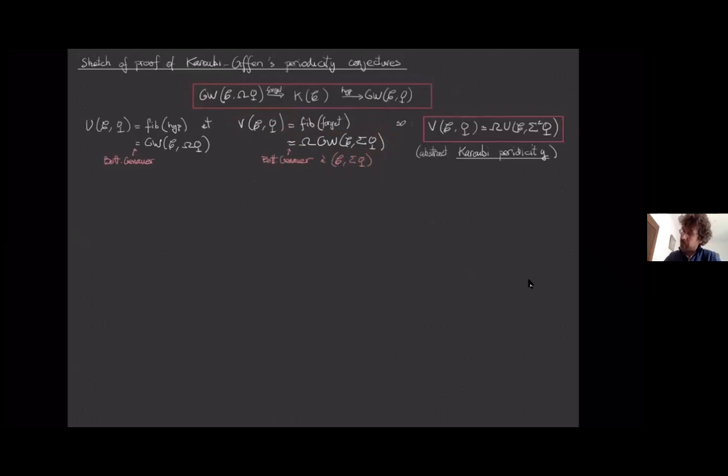In other words, V is just omega of U of sigma 2q. So you shift twice the quadratic functor and you loop the resulting spectrum. This you can call abstract Karoubi periodicity in some sense.